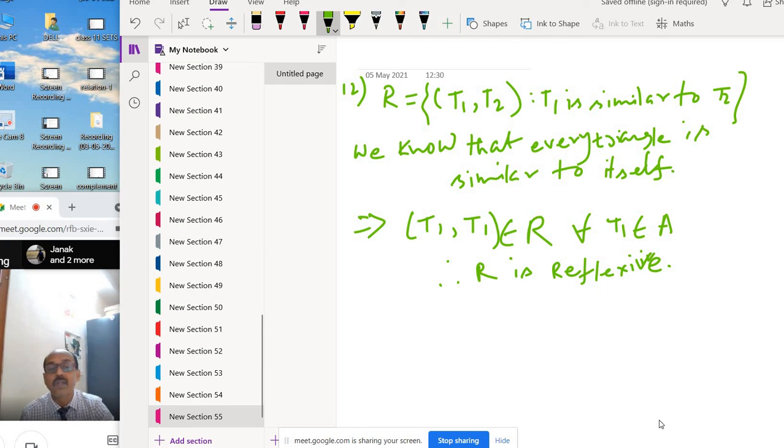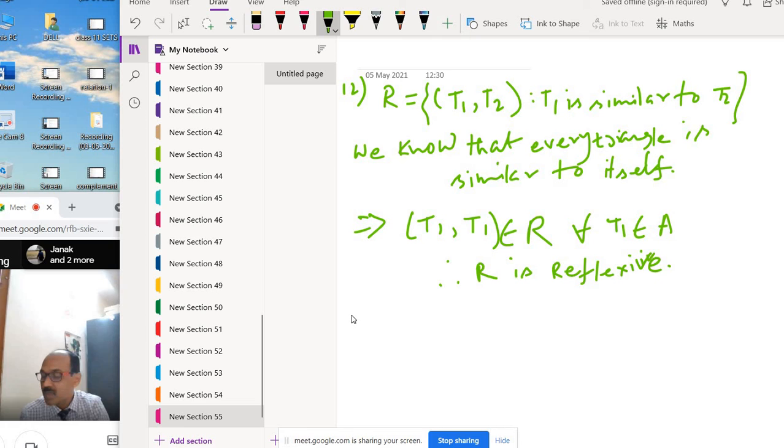Now, is it symmetric or not? It is given in the question that T1 and T2 are similar triangles. So now you take (T1, T2) belongs to R. This implies T1 is similar to T2. So if any two triangles T1 is similar to T2, then we can say T2 is also similar to T1. That means it is symmetric.